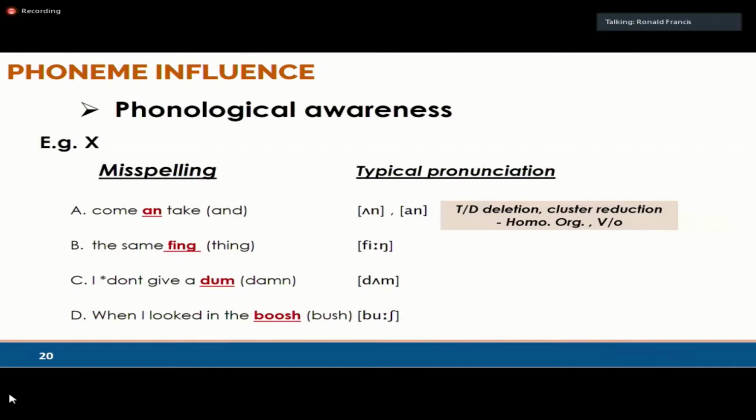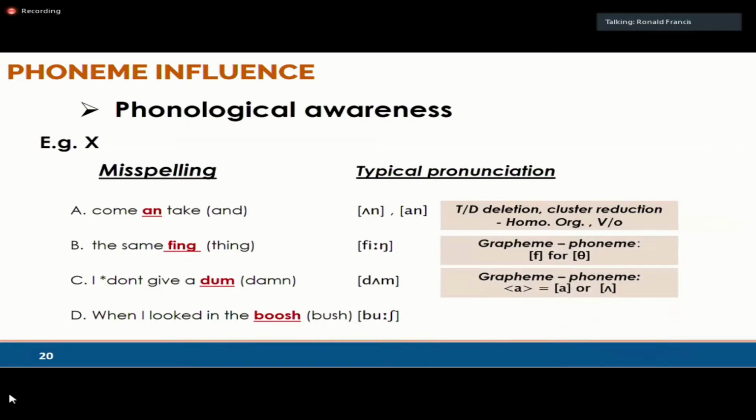So we have an example here, which is "I don't give a dumb" instead of "I don't give a damn." Right? All of this is an example of grapheme-phoneme correspondence, or the fact that the student is taking Creole influence in speech and it's reflecting in the writing.